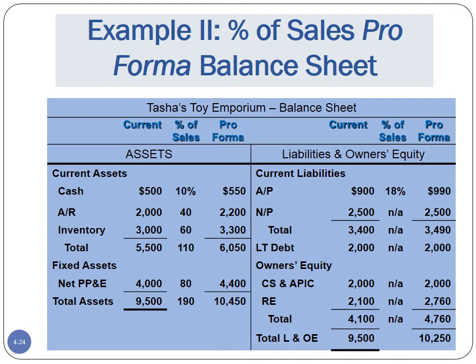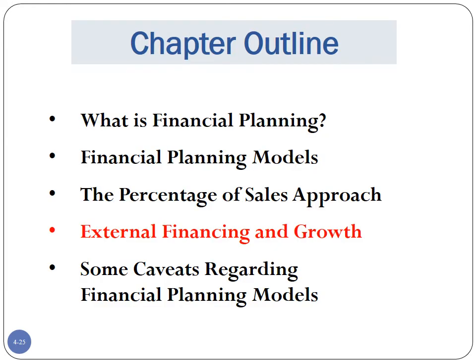We have our total assets are going to increase to 10,450, but the total liabilities and owner's equity will only increase to 10,250. So what are the implications? The implications are around external financing.